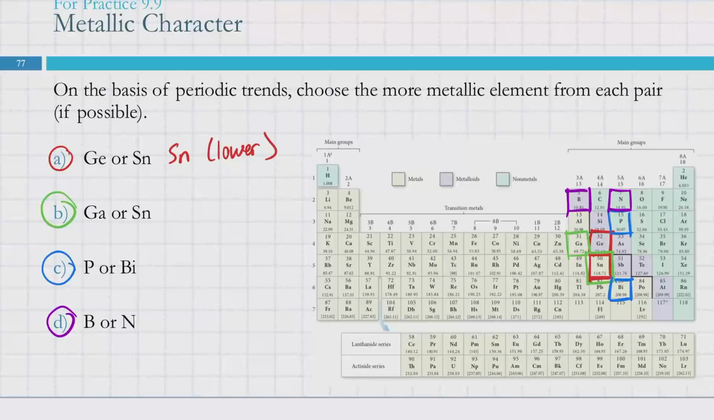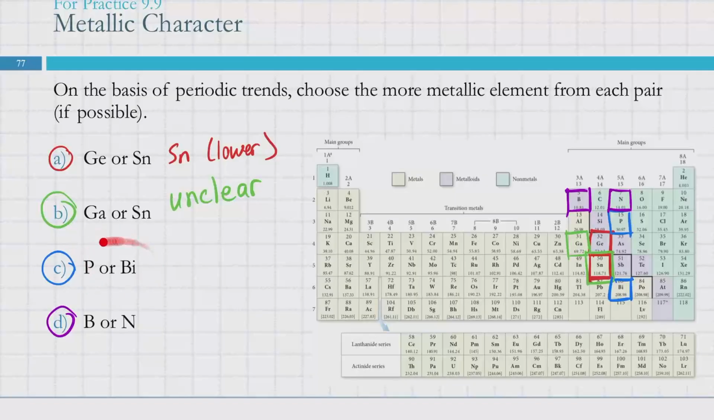So this one we have competing trends. Gallium is further left-right. It increases right to left. Tin is lower top to bottom. So gallium wins on one trend, tin wins on the other trend. So for this one, it's unclear. I would guess it's probably tin, but I can't be 100% sure about that.